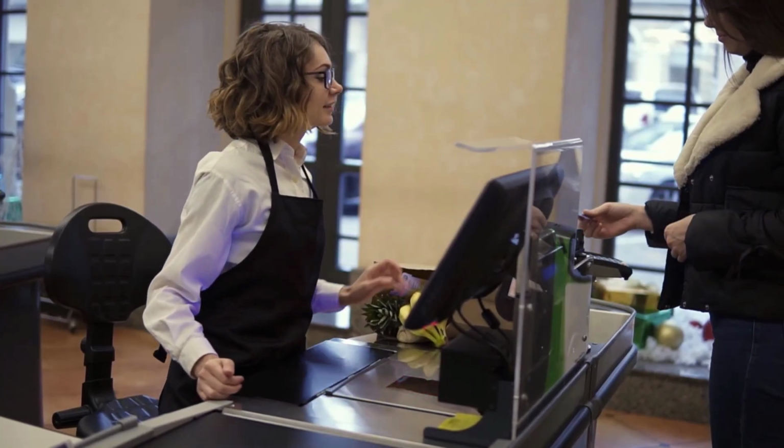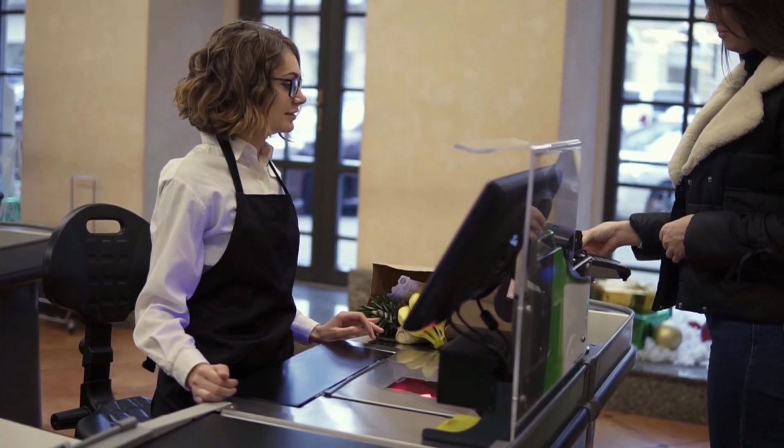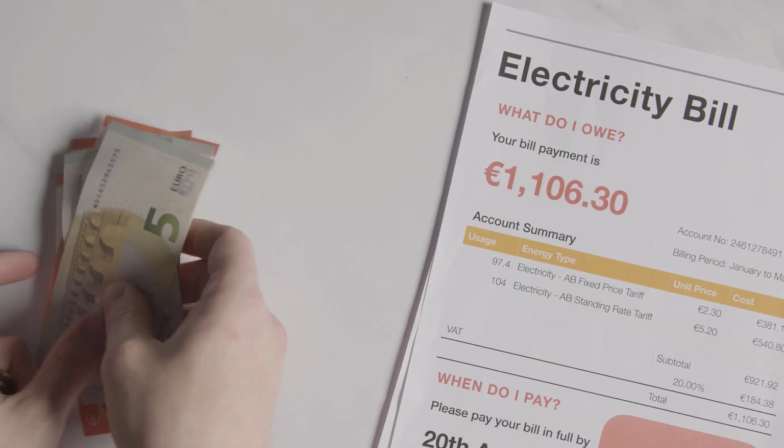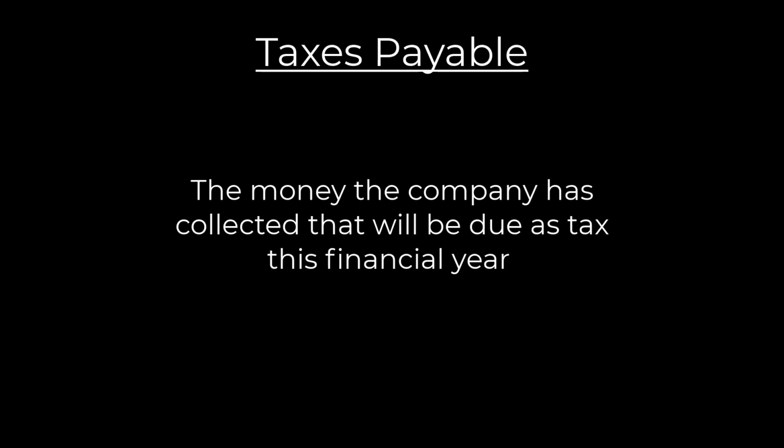Accrued liabilities, or accrued expenses, are expenses that have been incurred but not paid for yet. For example, your employees have worked for you this month, but you haven't paid them yet. Or you have used electricity, but the bill hasn't been paid. Taxes payable is the money the company has collected that will be due as tax this financial year. Add up all the current liabilities and we get the total current liabilities.